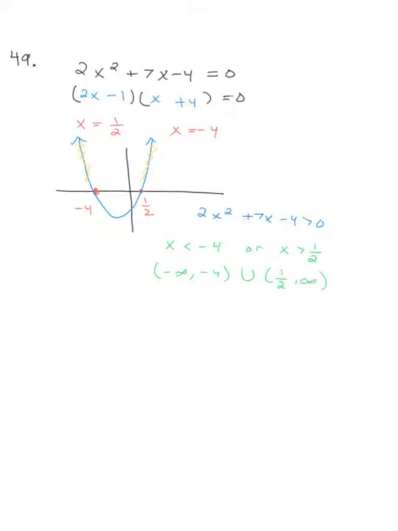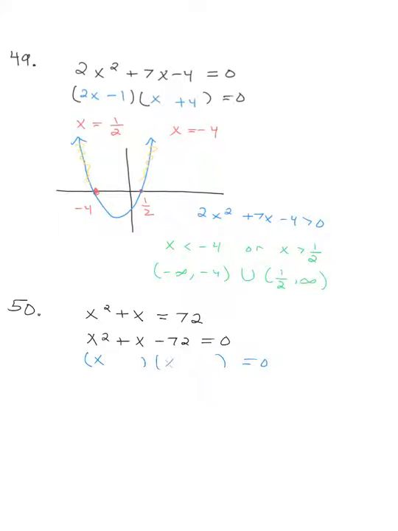So we'll do the same thing for 50, where, okay, we want to figure out where x squared plus x is less than or equal to 72. Well, a good place to start is to figure out where it's actually equal to 72. So I'm going to subtract 72 from both sides. And I wonder if we can factor this thing. I'm guessing we can.